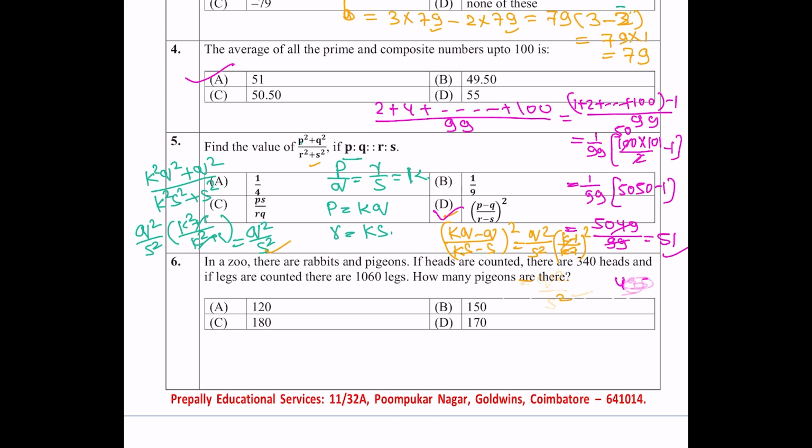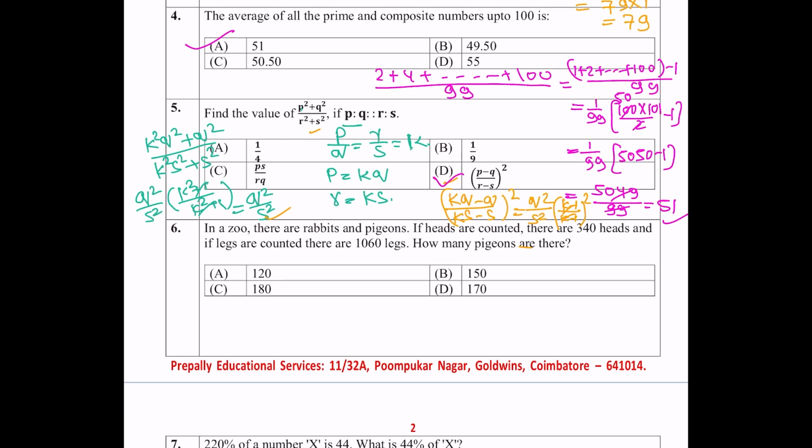Now in this question number 6, in a zoo there are rabbits and pigeons. If heads are counted, there are 340 heads. If legs are counted, there are 1060 legs. So here we can assume rabbit is x, pigeon is y. So we can write x plus y is equal to, because heads, if 5 rabbits then 5 heads, 5 pigeons then 5 pigeon heads only. So if x rabbits, the number of heads due to the rabbits is x and due to the pigeons it is y. So the summation is equal to 340.